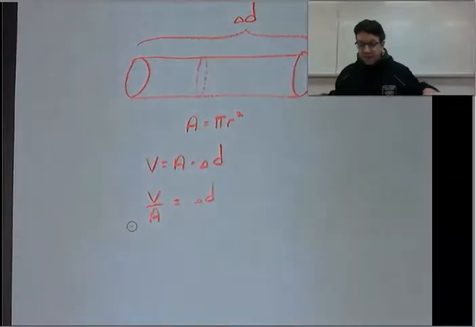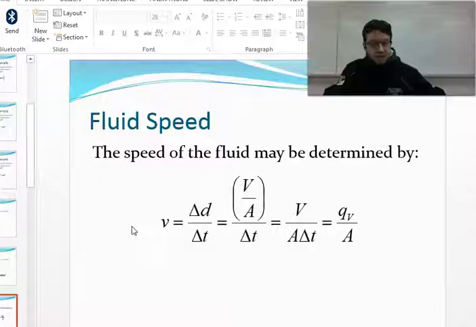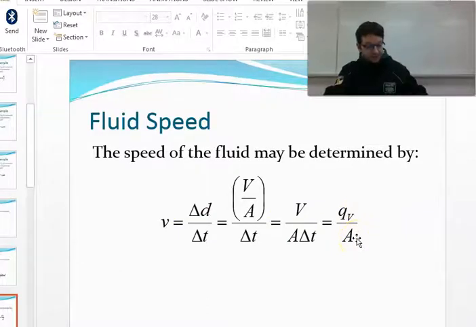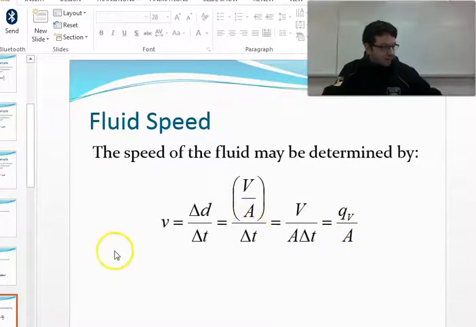So this is why I replaced displacement with volume over area. Now if I bring that area down to the denominator here, you'll notice we have volume over time. Well, that's our volume flow rate. So you can think of speed as simply volume flow rate divided by that cross-sectional area. So let's try an example with this one.